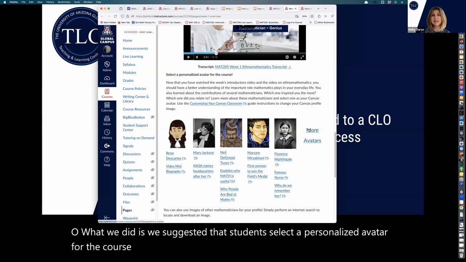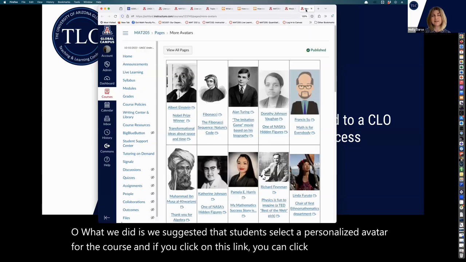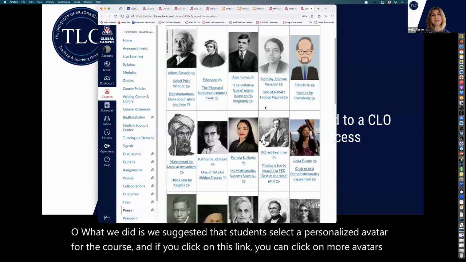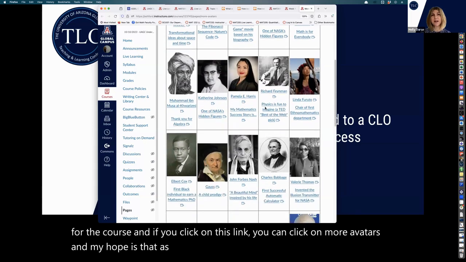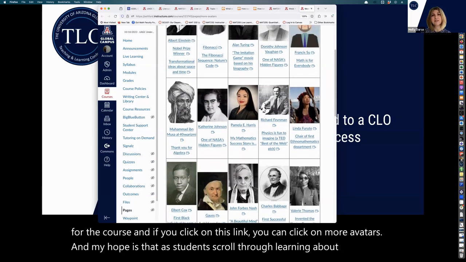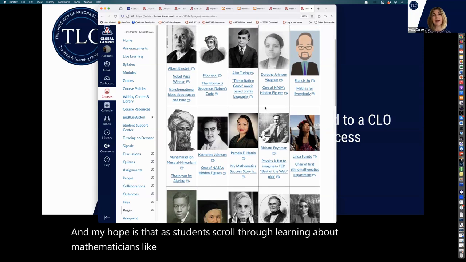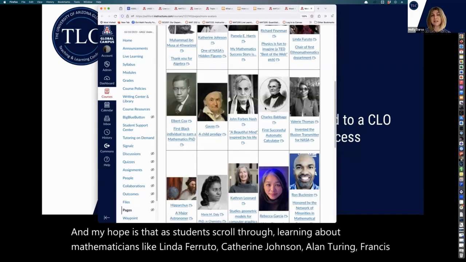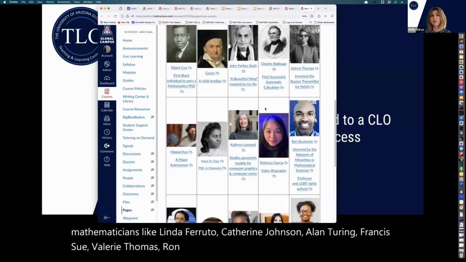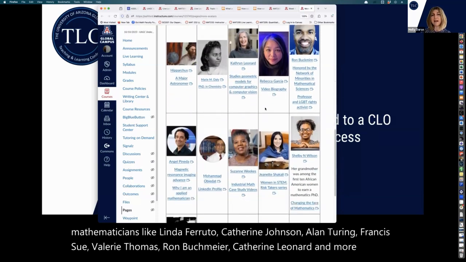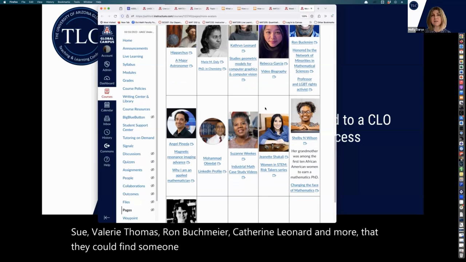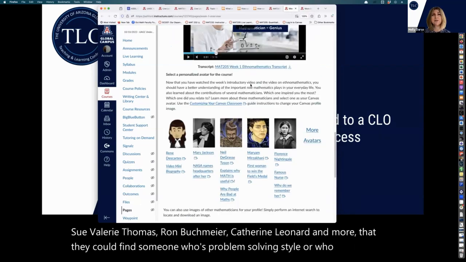And if you click on this link, you can click on more avatars. My hope is that as students scroll through learning about mathematicians like Linda Ferruto, Katherine Johnson, Alan Turing, Francis Su, Valerie Thomas, Ron Buckmeyer, Catherine Leonard, and more, they could find someone whose problem-solving style they could relate to in some way.